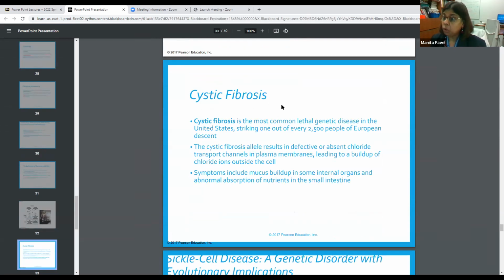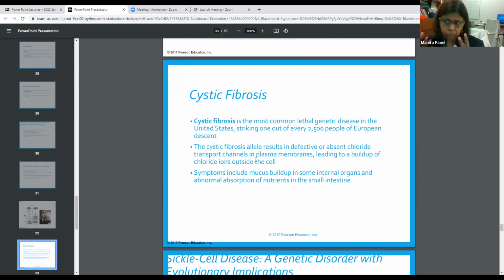Now, CF, we talked about CF. What is cystic fibrosis? Cystic fibrosis is the most lethal genetic disease, which is very predominant amongst European descendants. It strikes 1 out of every 2,500 people of European descent.